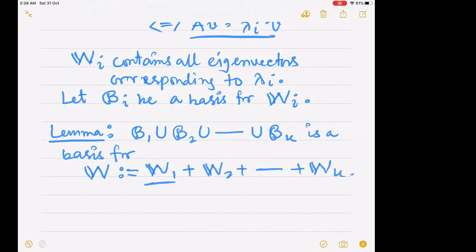So these are all eigenvectors corresponding to eigenvalue lambda 1, eigenvectors corresponding to eigenvalue lambda 2, up to eigenvectors corresponding to eigenvalue lambda k. Sum those up and you get a subspace of V. Of course, this is a subspace of V. The point is that this union is a basis for this. Proof.